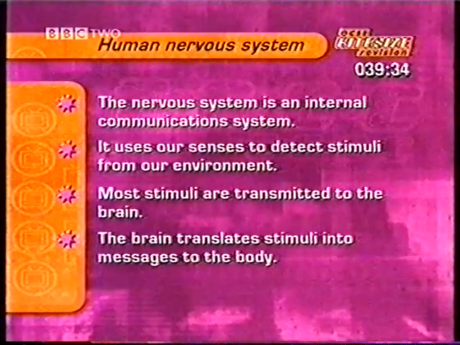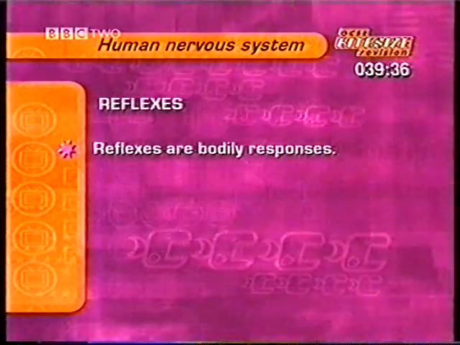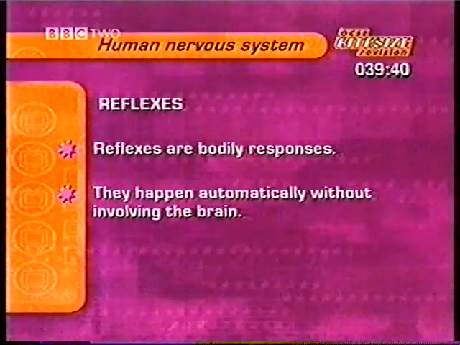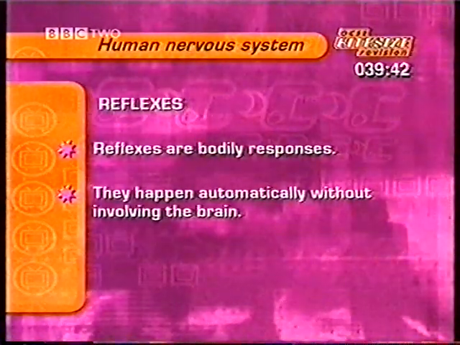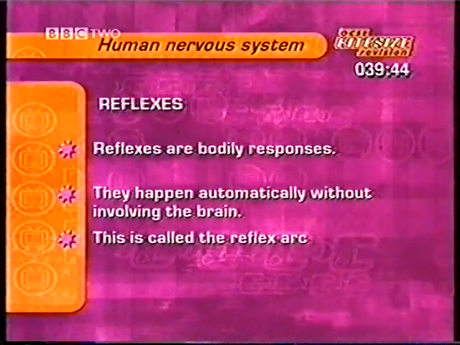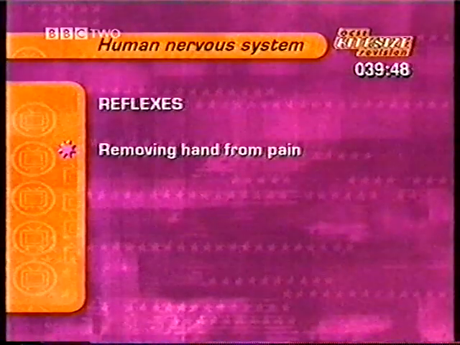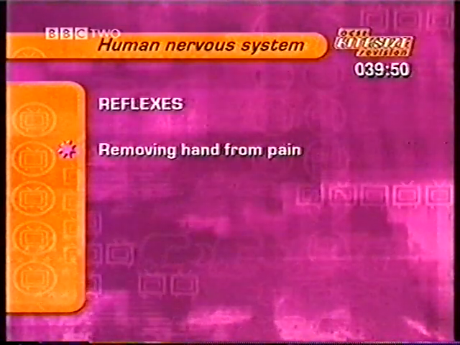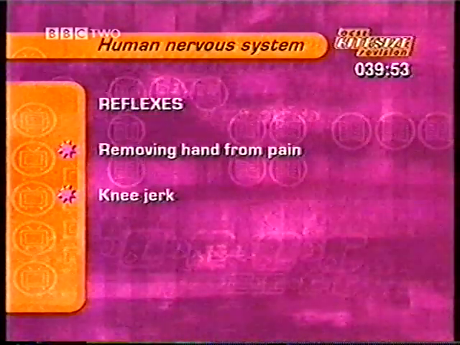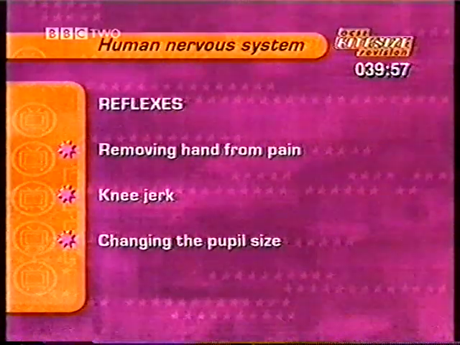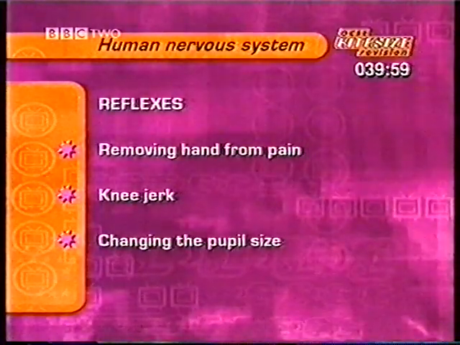But not all the nervous system works that way. Reflexes are responses in our bodies which happen automatically without a stimulus being sent by the brain. This process is called a reflex arc. Examples of reflexes are pulling your hand away from something painful, the way your knee jerks when it's hit lightly on the tendon below the knee, and changing the size of the pupil in your eye in bright light.